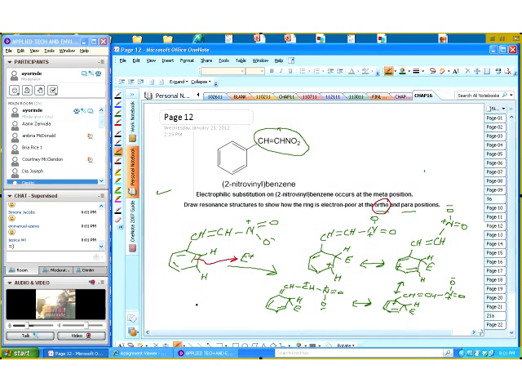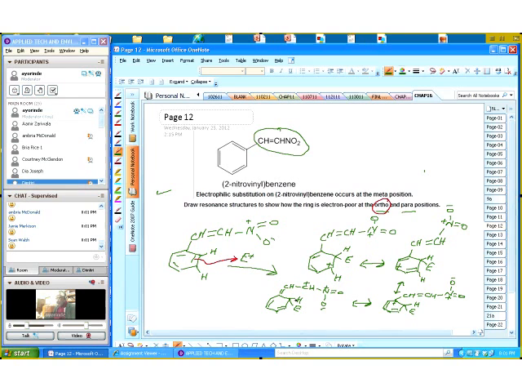Okay? So I mean, you really do need to understand this, because if you do not understand the mechanism of electrophilic reaction and you do not understand resonance, you will find this problem very difficult. This is not one of those problems you simply memorize. You really do need to understand what is happening.